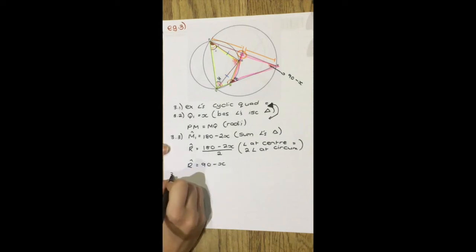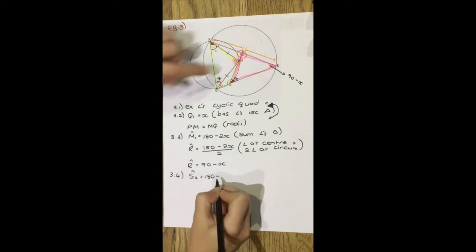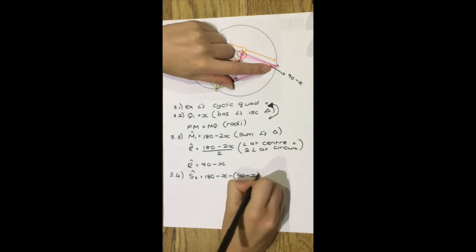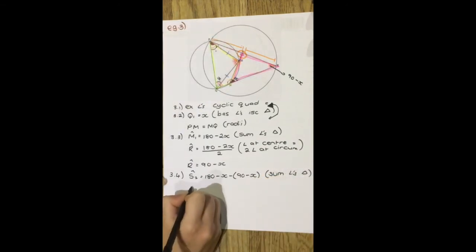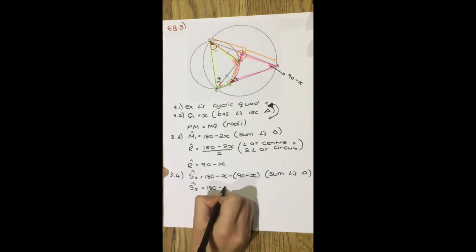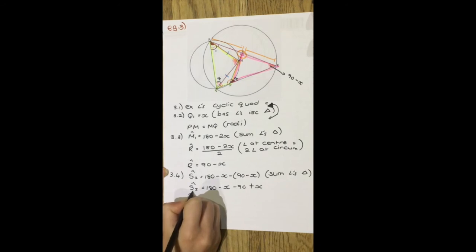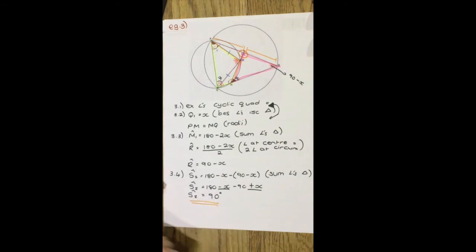Okay, so 3.4, angle S2, we're going to say is 180 minus x minus, put it in a bracket so you can sort out the signs nicely, minus 90 minus x, because sum of angles of a triangle. Alright, so angle S2 is 180 minus, so it becomes 180 minus x minus 90, and then plus x. So angle S2 is 180 minus 90 is 90. Minus x plus x, what happens? They just cancel each other out. So do you see how this turned out to be 90 degrees?